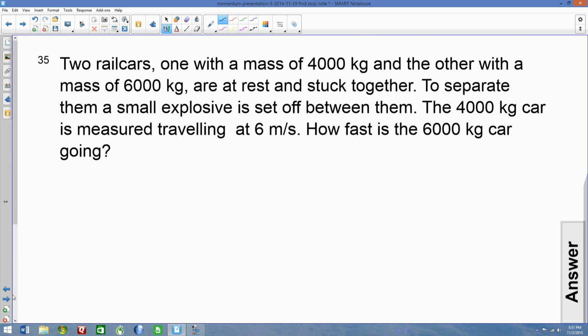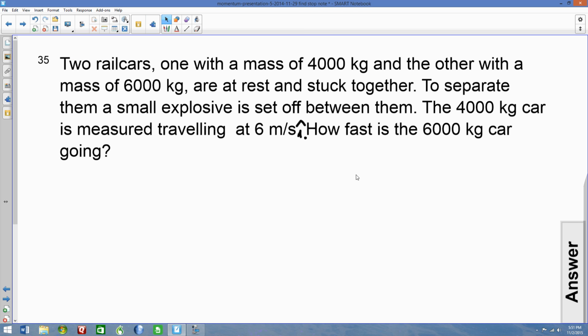Okay, two rail cars, one with a mass of 4,000 kilograms and the other with a mass of 6,000 kilograms, are at rest and stuck together. To separate them, a small explosion is set off between them. The 4,000 kilogram car is measured traveling at 6 meters per second. How fast is the 6,000 kilogram car going? Let's assume that the 4,000 kilogram car is moving at 6 meters per second i hat. Go ahead and pause the video and see if you can solve this one.